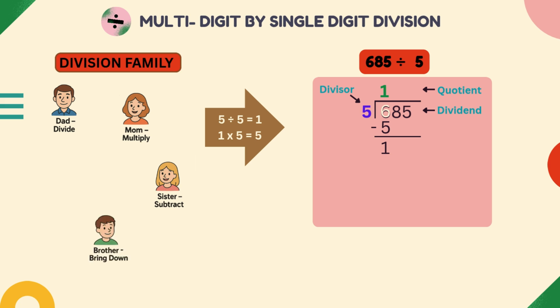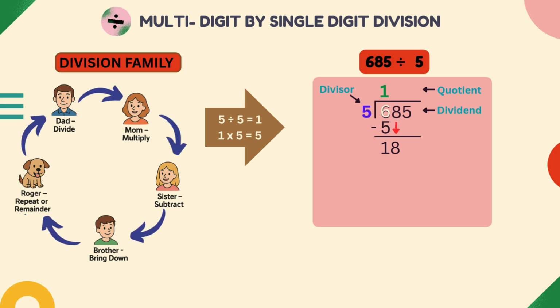The next step is Brother. He says, bring down. Bring down the next number from the dividend. Here, bring down 8. Now we have 18. Now it's Roger the pet. He says, repeat. Repeat all the steps again with the new number, 18.